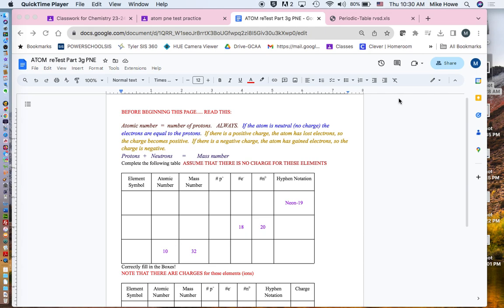This is a little explanation about how to do the proton, neutron, electron sheet. This is what it's going to look like on the test, but really it's the same as that P&E sheet that you have in Google Classroom. I put this information up here.